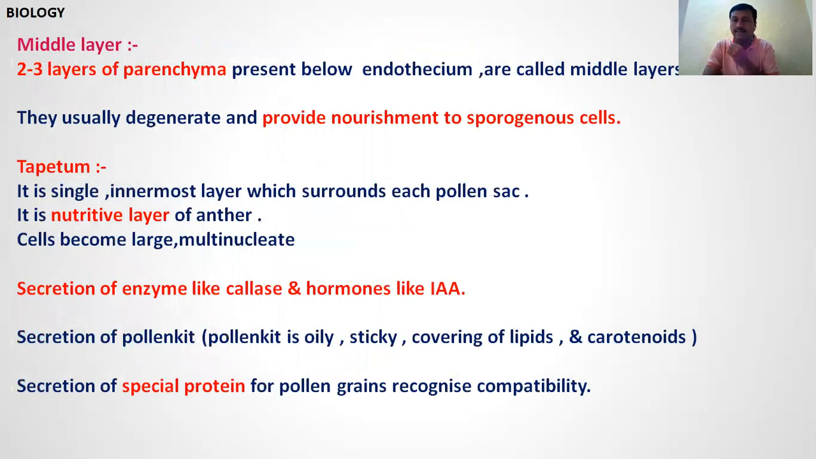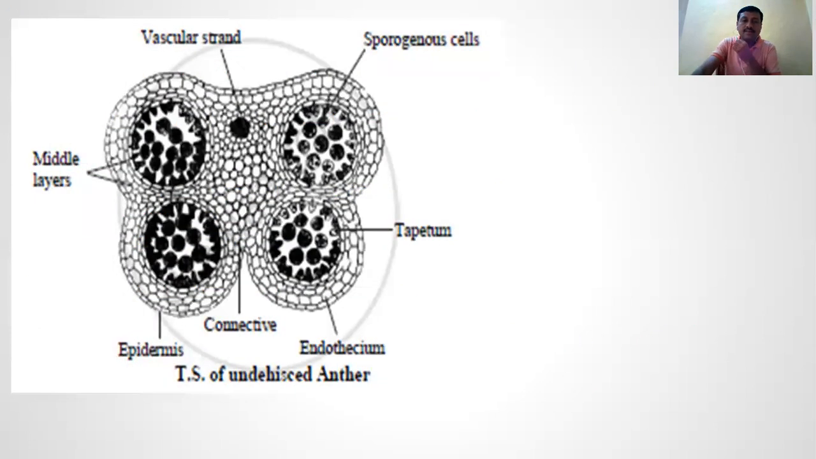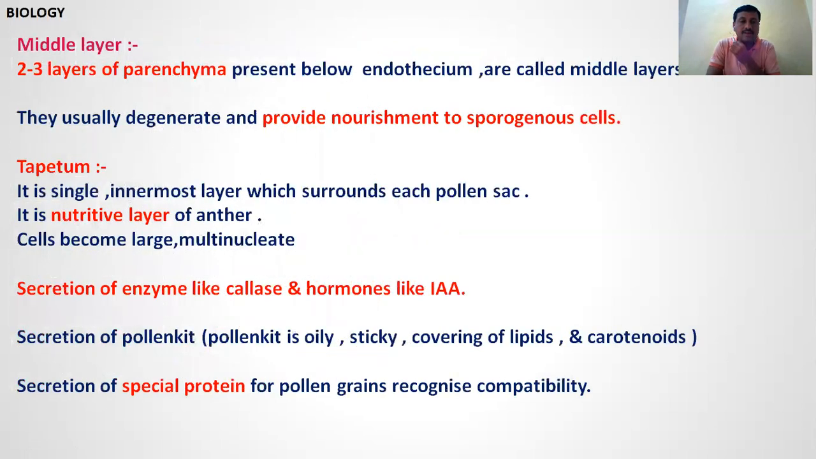Okay, then next, the last anther wall or protective layer, number 4, tapetum. It is the single layer or innermost layer which surrounds each pollen sac. It is the innermost protecting covering layer which surrounds the pollen sac. It is the single layer. It is called the tapetum. It is also known as the nutritive layer of the anther. Cells become large and multinucleated.